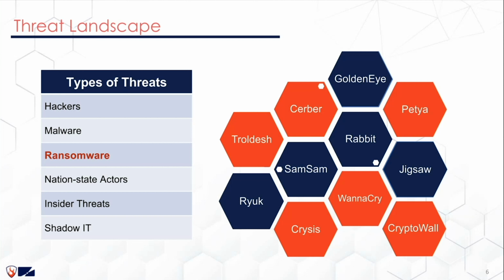So today, before we jump into our talk on application whitelisting, I want to paint a picture of the current threat landscape. On the right here, you see a lot of names for malware or viruses, but truly there are many threats, categorized by hackers, malware, ransomware, which we'll be focused on a little bit today, nation state hackers, who are a little more advanced, usually well funded, and have advanced agendas, insider threats, and shadow IT.